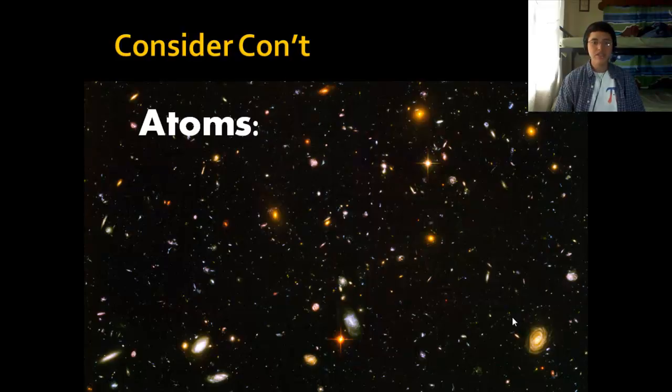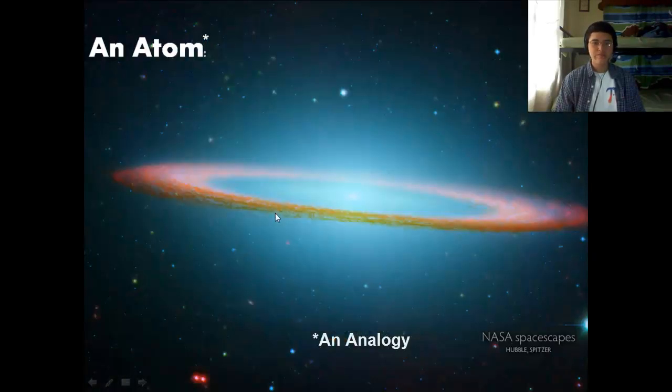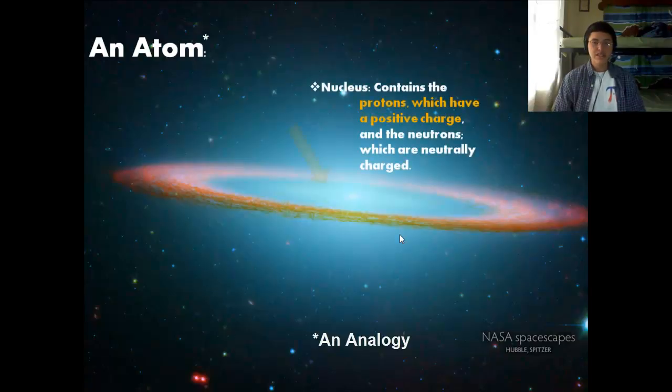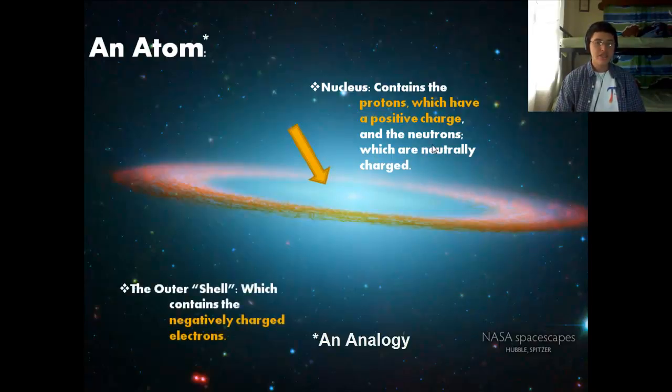We should also consider atoms. Think of each one of these little objects here as an individual atom. In an atom, we have the nucleus. This contains the protons, which have a positive charge, and the neutrons, which are neutrally charged. And in the outer shell of the atom, it contains the electrons, which are negatively charged.